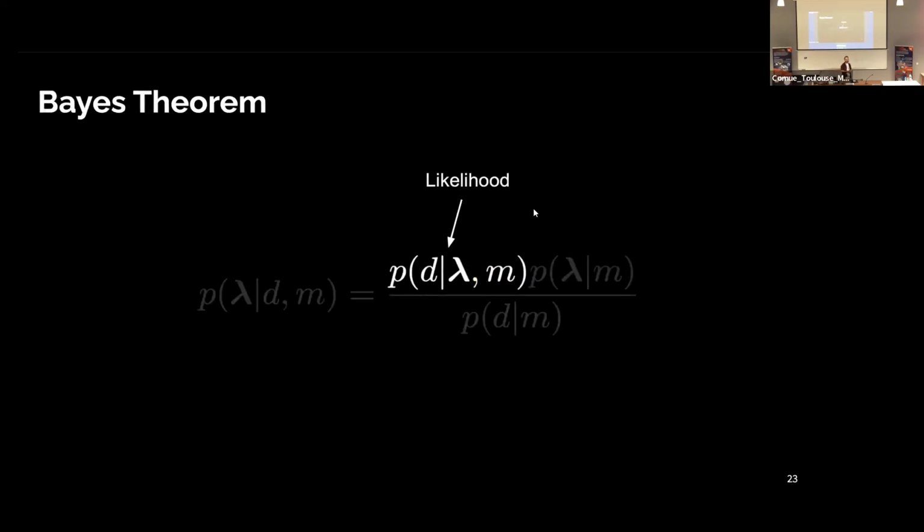Now, the next term is a likelihood. The likelihood tells us the probability of generating the data given those specific set of binary parameters lambda and my model M. And we'll go through these one by one as to what all this means.